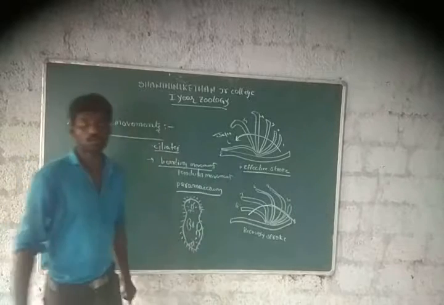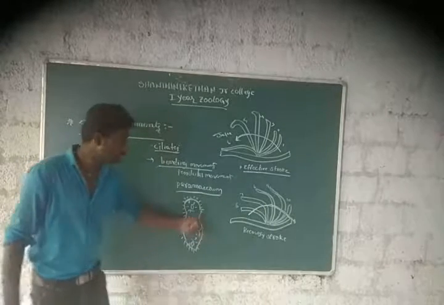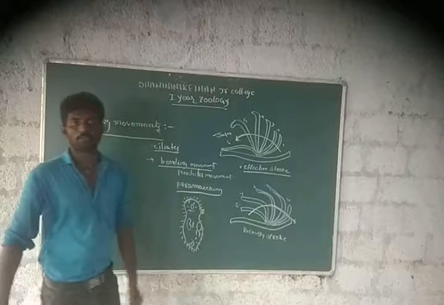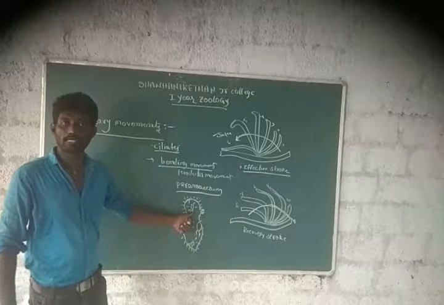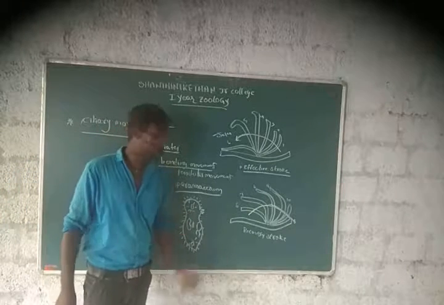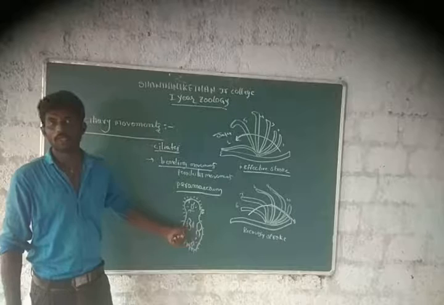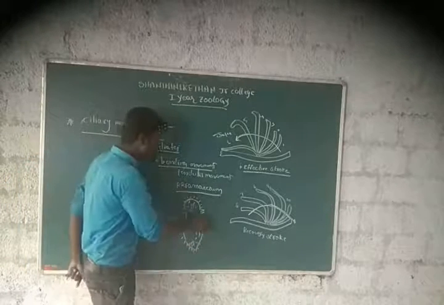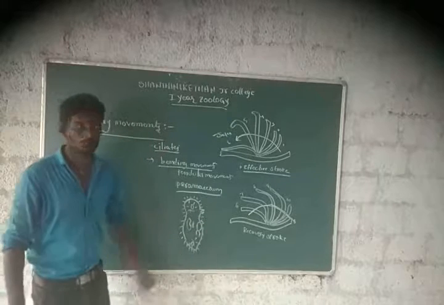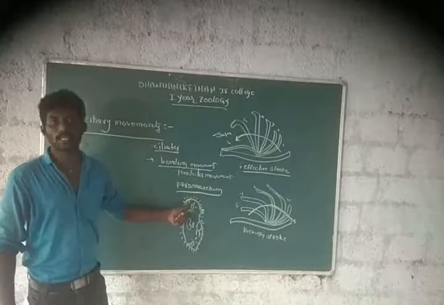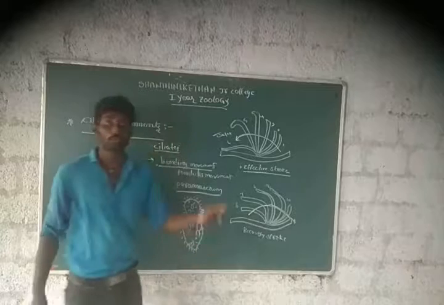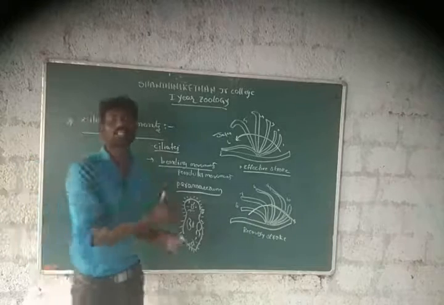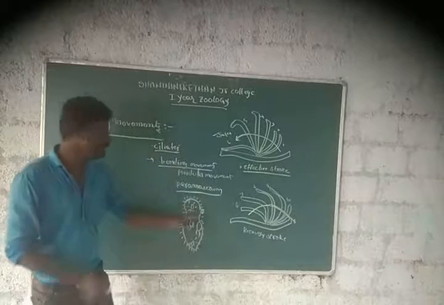Now we observe the ciliary locomotion in Paramecium. First, the common information about Paramecium. Paramecium is commonly known as the slipper animalcule. The surface of the body contains many cilia. The cilia help in locomotion and in capturing food materials. Sometimes they act in sensory functions.